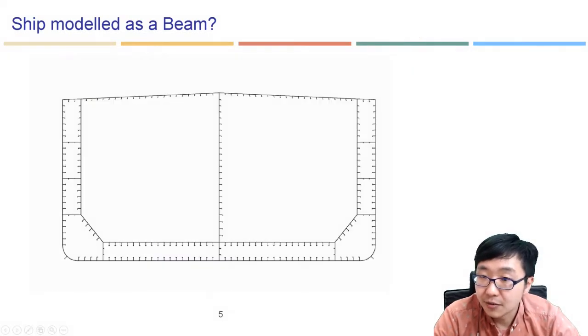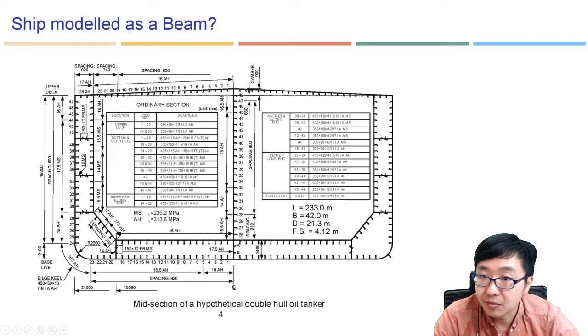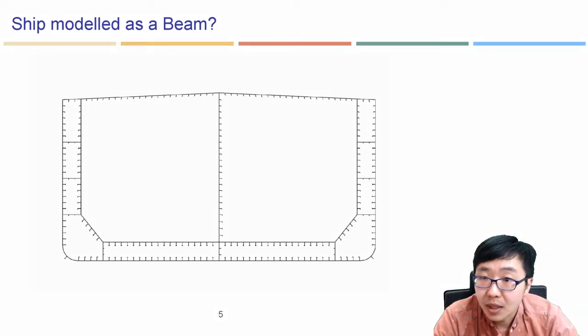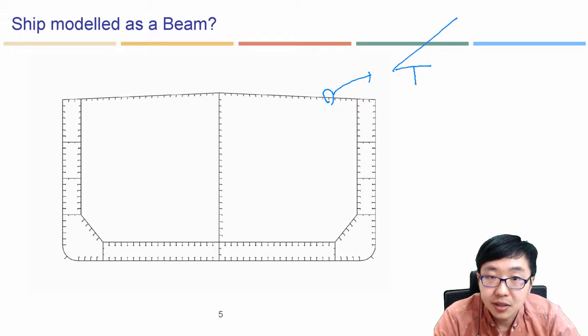So from that, we can simplify the structure from here to here. So the question again: can this ship be modeled as a beam, whether it is possible or not? Why not? As you can see here, all those structure members can be split into beam structures. This is a beam. You know what I'm saying?